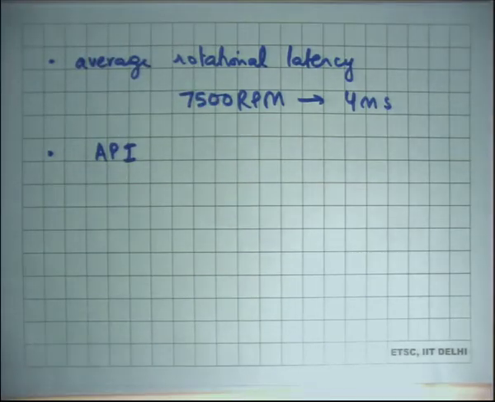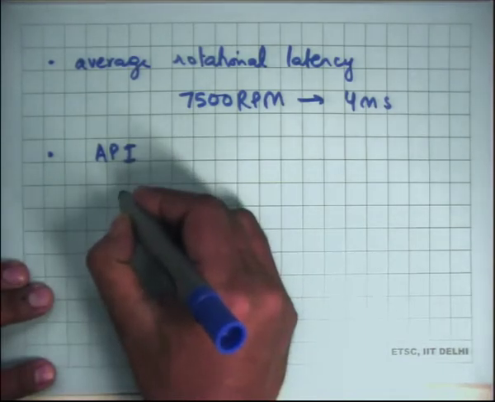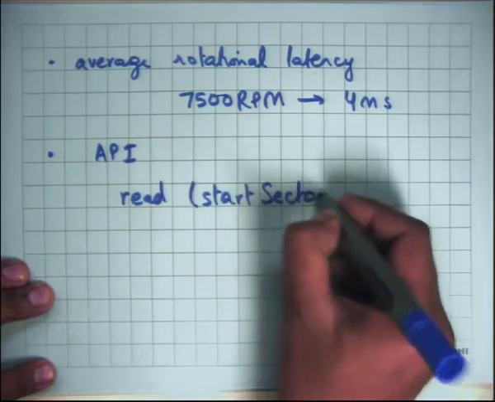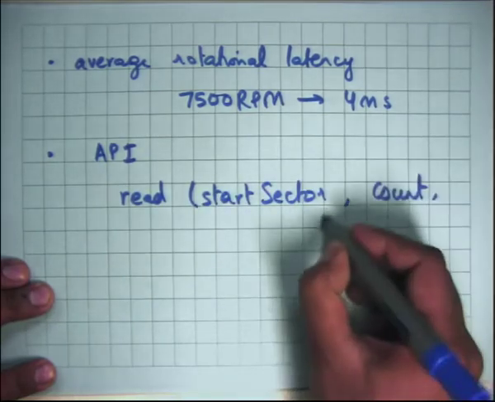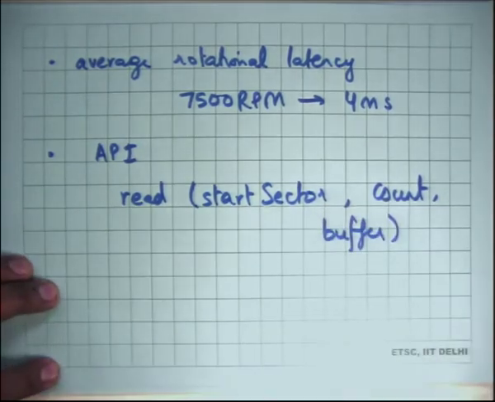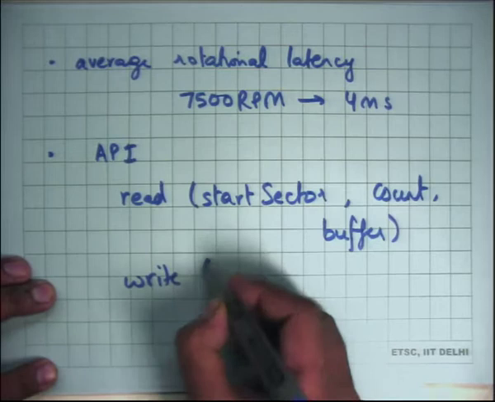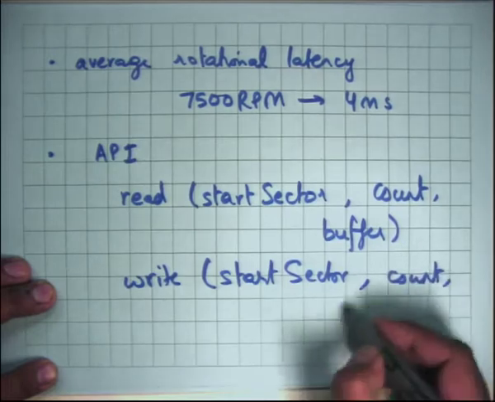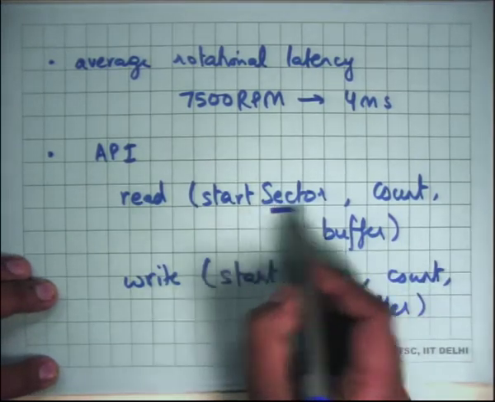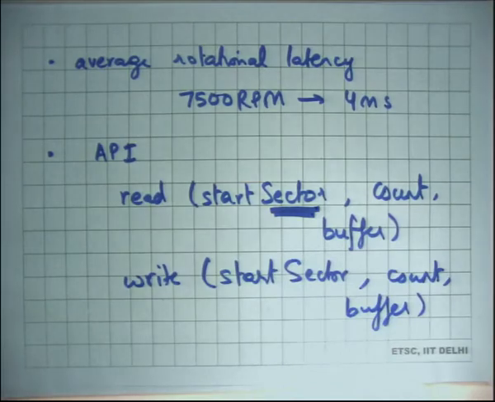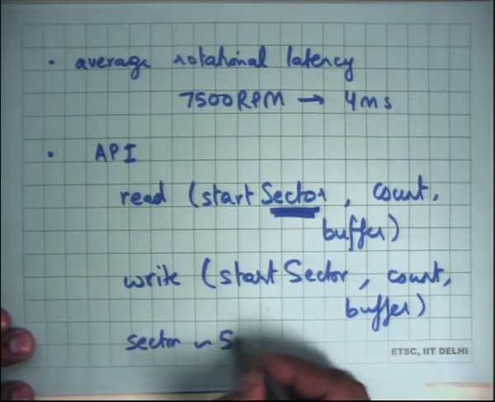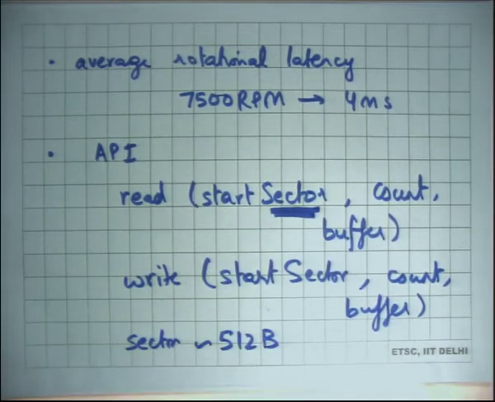And what's the API of a disk? Or in other words, how can the OS access the disk? If I were to write it at a high level, basically you can say read, and you specify a start sector, a count, and a buffer, right? And similarly you can do write. Same thing: start sector, count, buffer. A sector is basically a unit of storage within a track, and typically a sector today is 512 bytes.